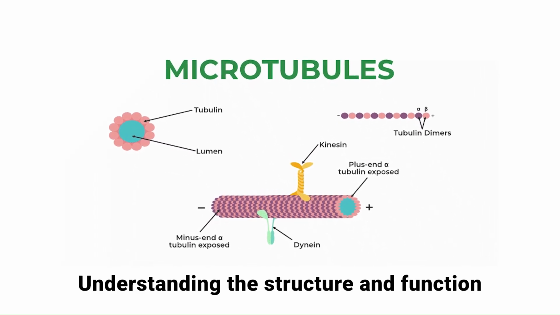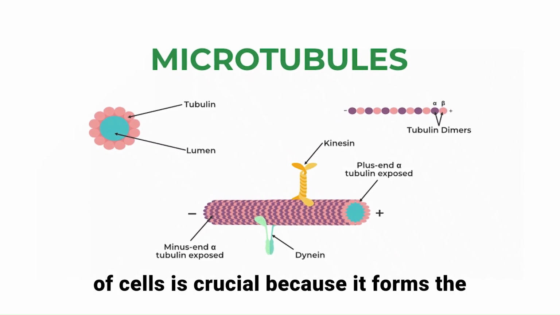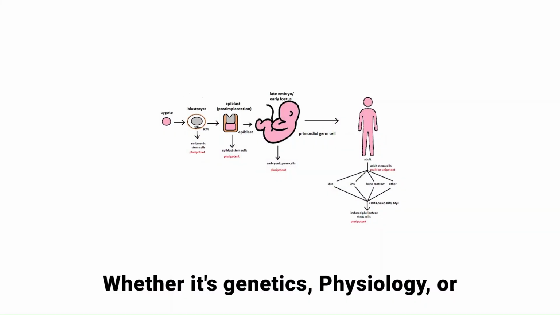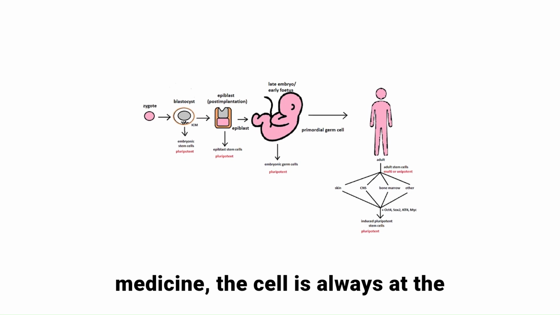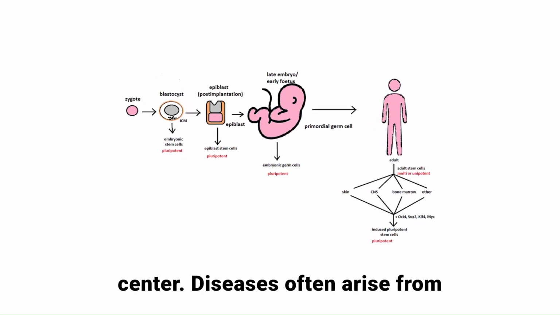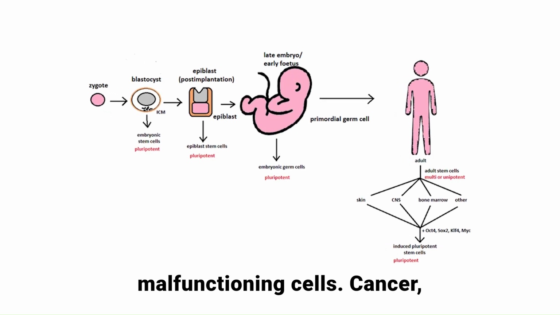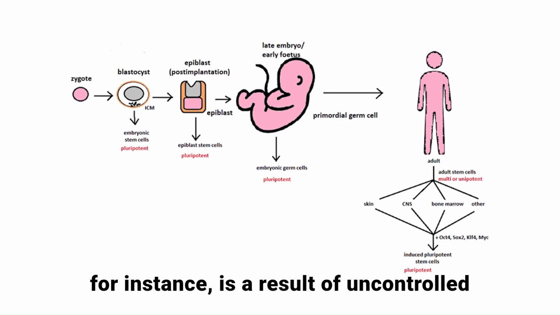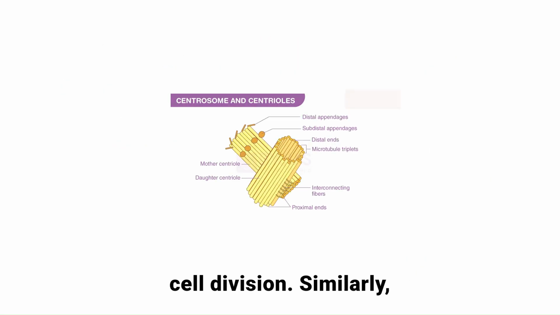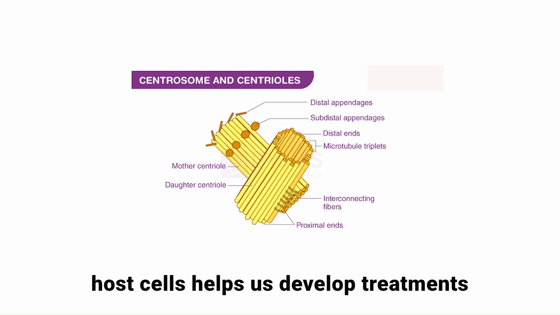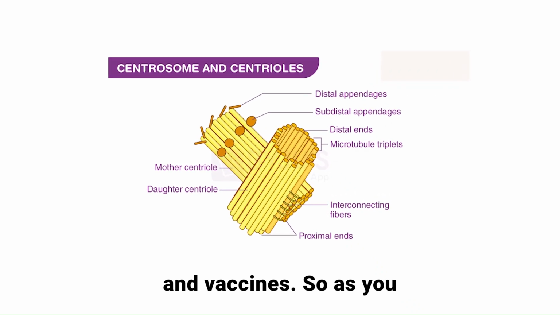Understanding the structure and function of cells is crucial because it forms the basis for all of biology. Whether it's genetics, physiology, or medicine, the cell is always at the center. Diseases often arise from malfunctioning cells. Cancer, for instance, is a result of uncontrolled cell division. Similarly, understanding how viruses interact with host cells helps us develop treatments and vaccines.